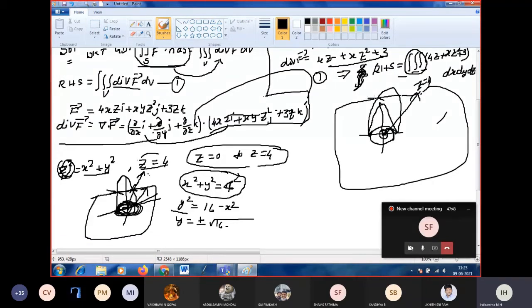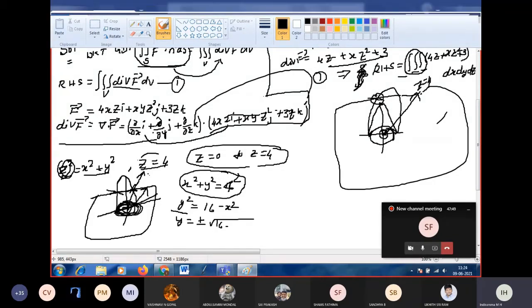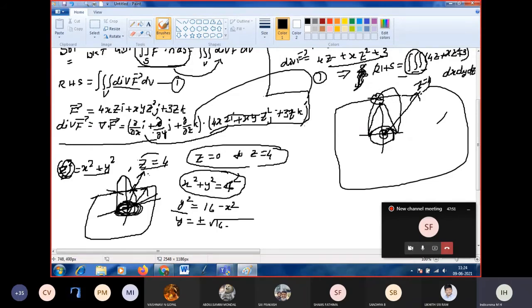Since it is cutting the plane z equal to 4, I want to put z equal to 4 in the cone, because it is one of the boundaries. If you put z equal to 4, you will get a circle. From that circle, I want to find the limits for x and y. That is our boundary now. The region is bounded by a cone and a plane.